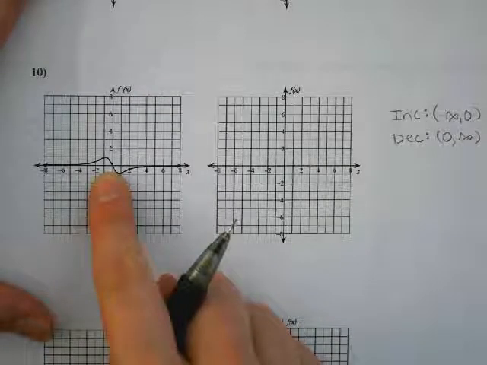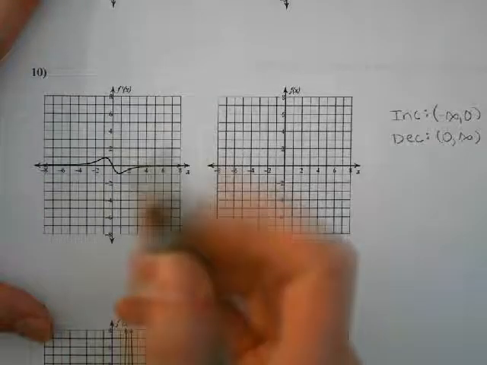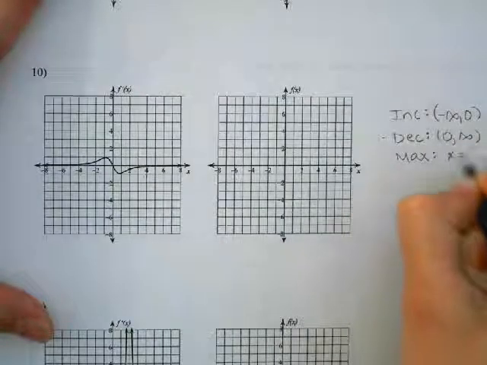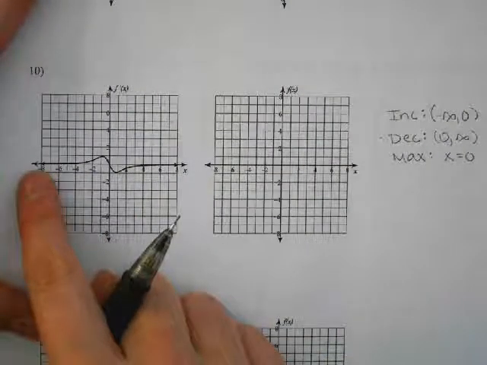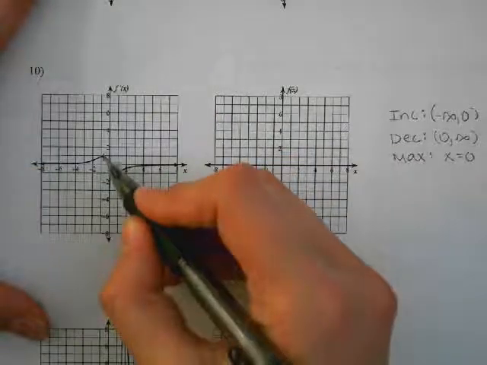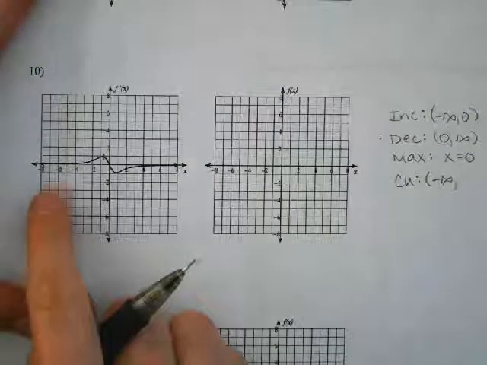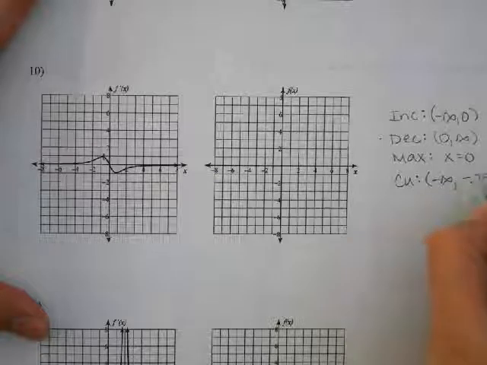The derivative has an x-intercept, so we're going to have an extrema. And can you tell if it's a max or a min? It's a max because it goes from increasing to decreasing, so it's going up and then coming down. So this is a maximum at x equals 0. And then the derivative is increasing from negative infinity to here-ish. So we are going to say that we are concave up from negative infinity to, and what did you guys call that number? 0.75? Okay, so this is negative 0.75.